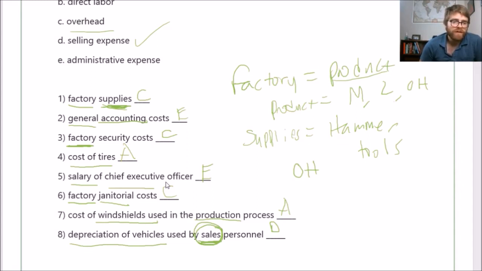We'll stop here for now. I have another matching exercise using the same information, labor, materials, overhead, selling, and administrative. But we'll break it up in two.